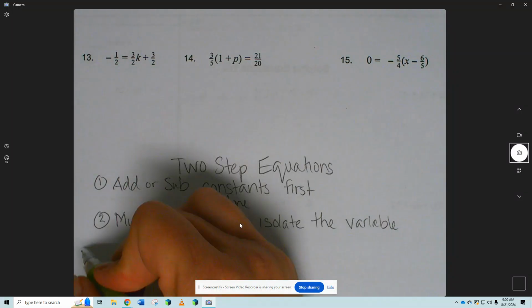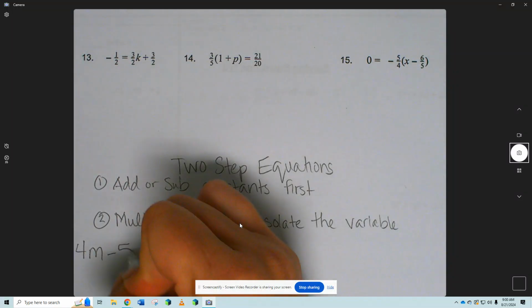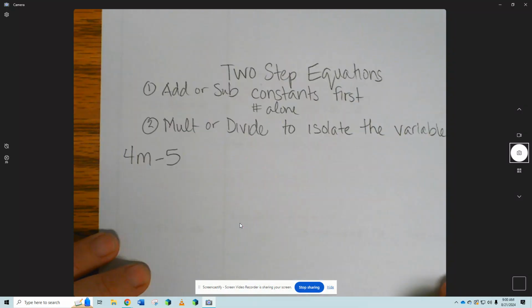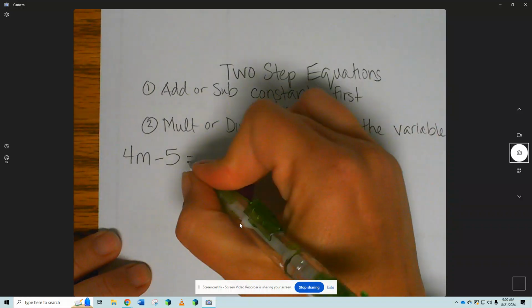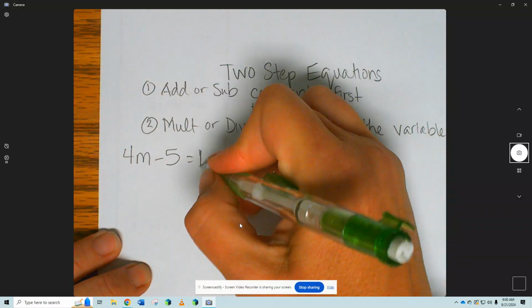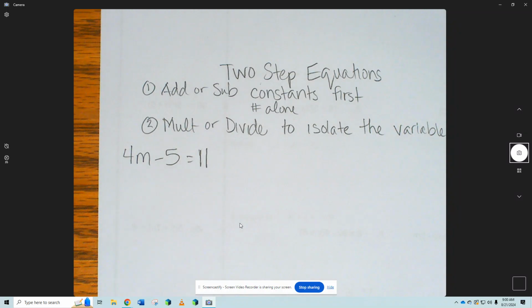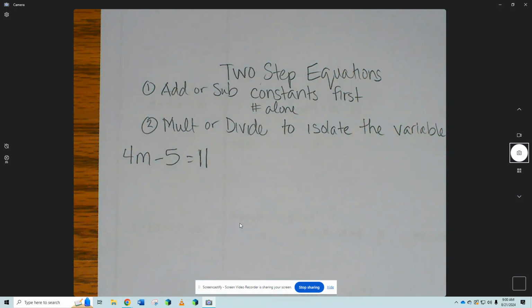Here's the first one. 4m minus 5 equals 11. Okay. So, first step. Because yesterday we did all one-step equations. It was straightforward. Do one thing, you're done. Here, first job, add or subtract to get the constants together. 5 and 11 are my constants. I have to get those together. Should I move the 11 over or should I move the 5 over?